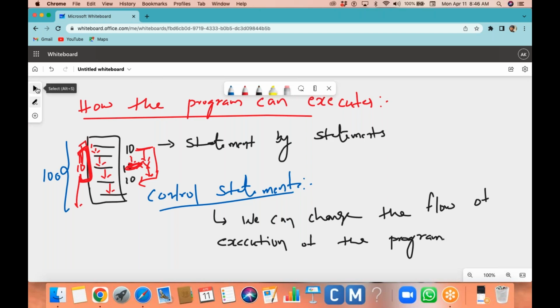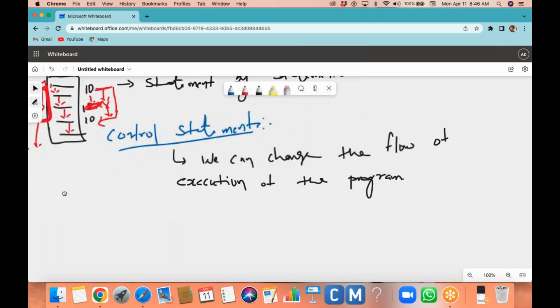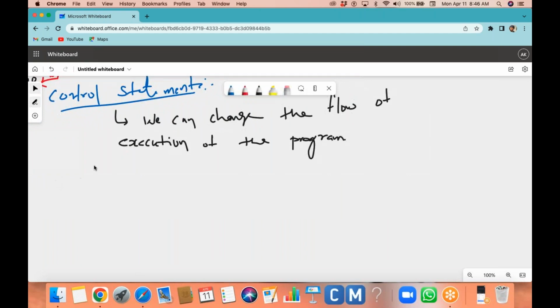So tell me, what exactly are control statements? What will we do with the help of control statements? We can change the flow of execution. Absolutely correct. We can change the flow of execution of the program. Usually the flow of execution is statement by statement, and we can change that with the help of control statements. There are three types of control statements.